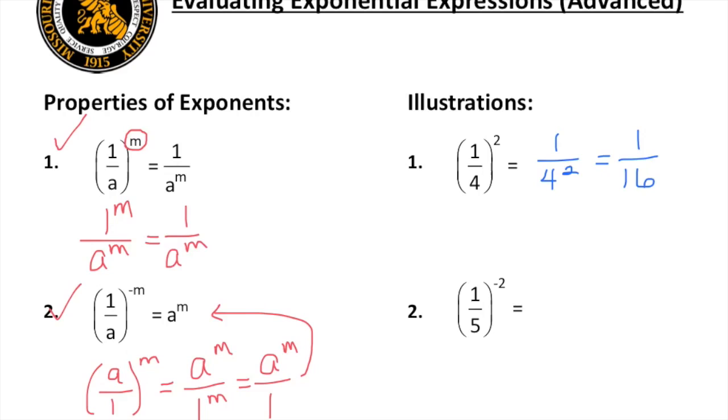So as an illustration, consider 1/5 quantity to the negative 2 power. The negative exponent says flip the base. Once you've flipped, the power becomes positive. Squaring everything inside, we get 5 squared, or 25.